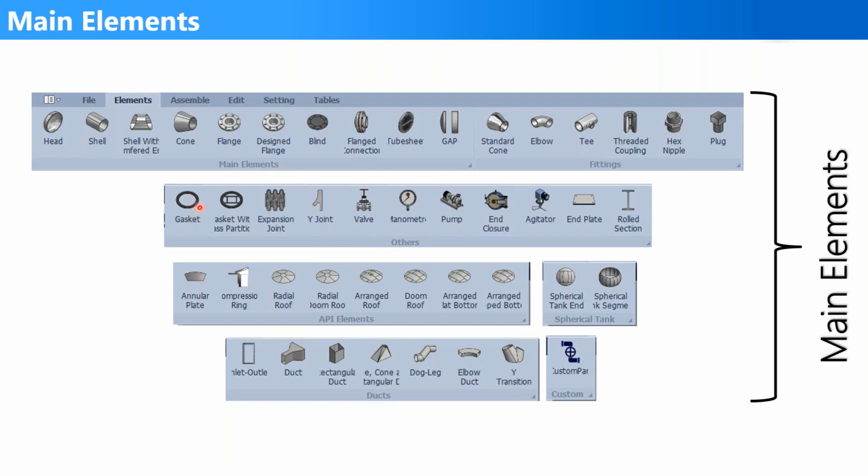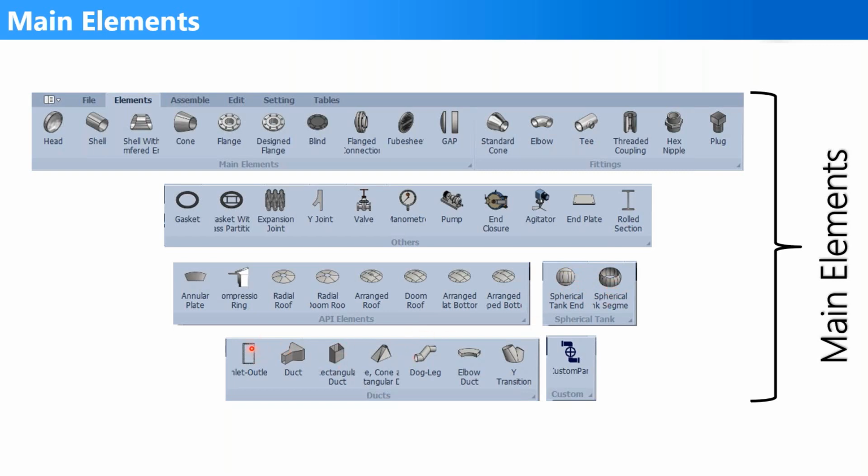Standard reducers. Those are the fittings group. You can make standard reducers, elbows, keys, threading coupling, X, nipple, plug. For other elements like gasket with bus partition, expansion joint, Y joint for the skirt as a welded part, valve, manometer, dump, end closure, agitator, end blade, roll section. And for the ABI elements, you can create the annular plate, compression ring, radial roof, dome roof, arranged roof, dome, arranged plate, arranged sloped bottom. For spherical elements, you can make the spherical tank end and spherical segments.